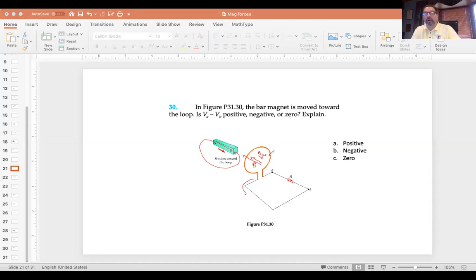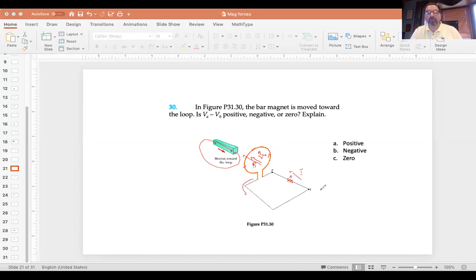In order to create a magnetic field in that direction, I would need current to run around the loop that way. That would create a magnetic field in that direction. So when it comes over to here, it would go from B to A. Current would run that way through the resistor.